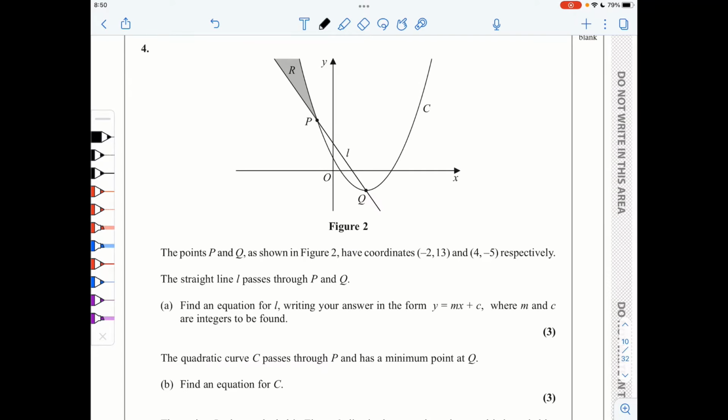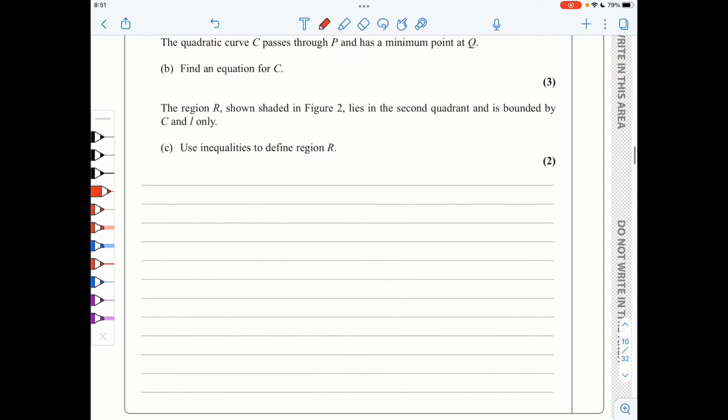Question 4, we've got 2 points, P with coordinates negative 2, 13, I might as well label them here, and Q with coordinates 4, negative 5, and I need to find an equation for the line passing through P and Q. So I will start by finding the gradient of this line. So it is y2 minus y1 over x2 minus x1. So what I get is negative 5 minus 13 over 4 minus negative 2, which gives me minus 3.